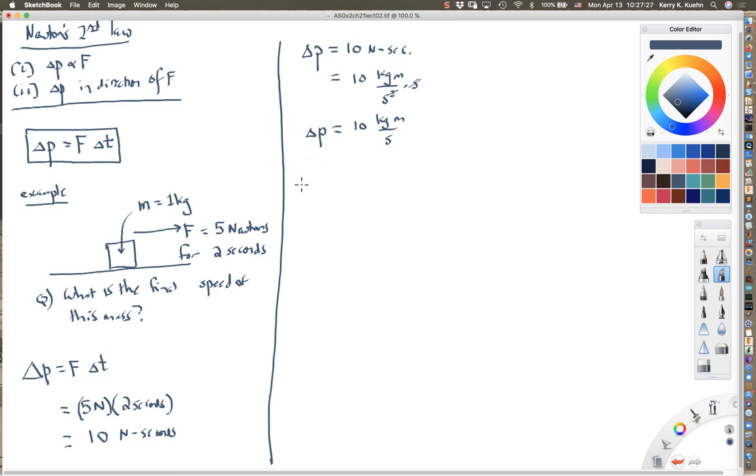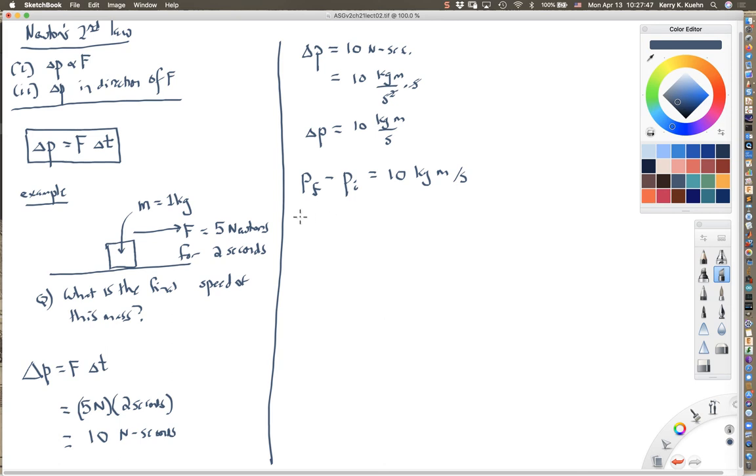So let's write this out. The change in momentum, what do we mean by the change in momentum? We mean the final momentum, that's the momentum after you apply the force, minus the initial momentum, the momentum it had before you applied the force. We know that is 10 kilograms meters per second.